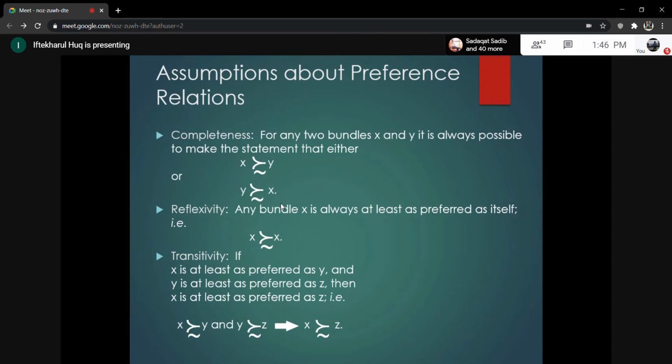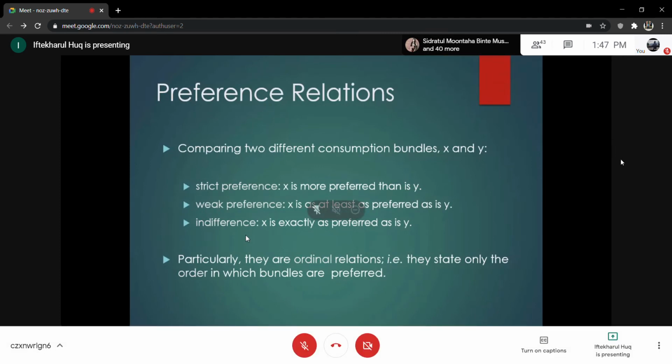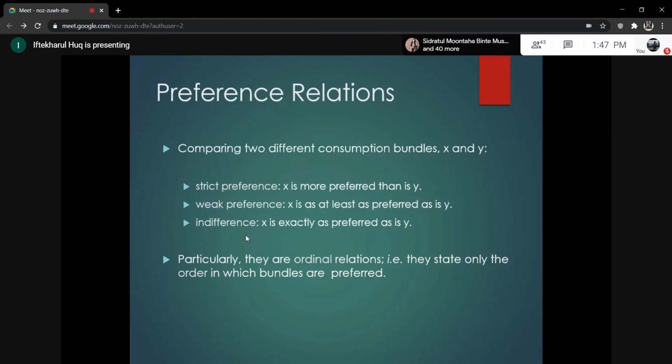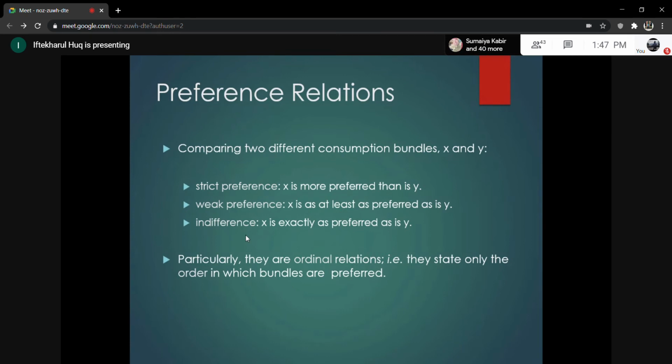Okay, so basically what I'm saying is that whenever I give you two bundles, you should be able to make any one of these statements. Either a strict preference statement or a weak preference statement or an indifference statement. You have to be able to make one of them. You cannot say, looking at the two bundles, that I am confused, I cannot actually say. I am assuming that as individuals we can always rank between two bundles. I am assuming that. I keep saying that this is an assumption.